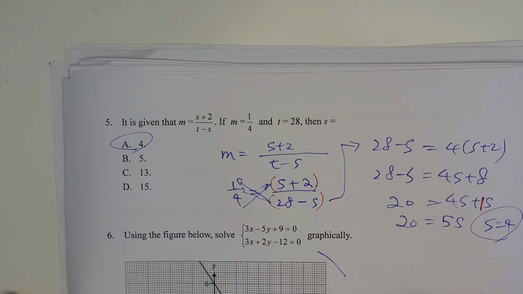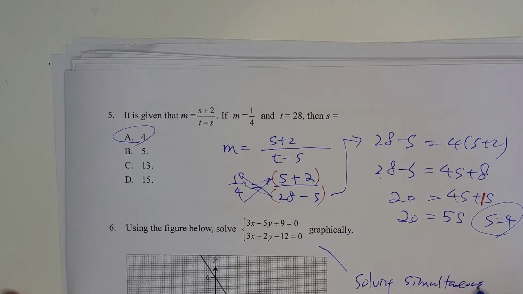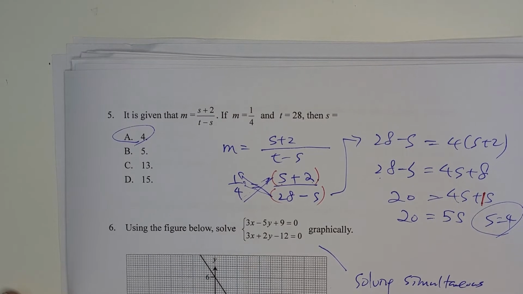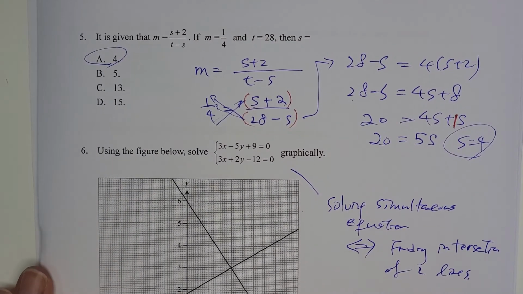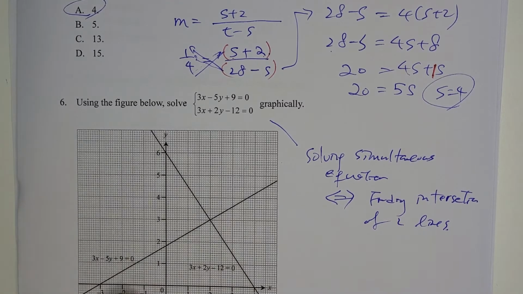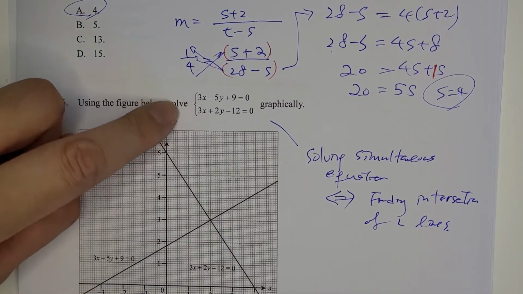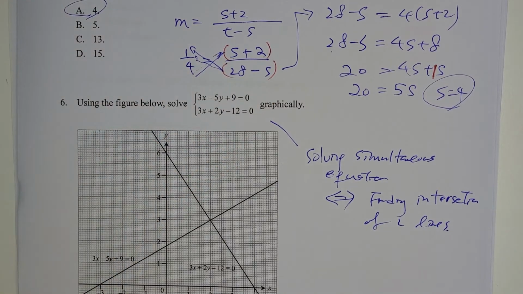Here, that's a very important concept: if you want to solve simultaneous equations, that is the same as finding the intersection of 2 lines. Exactly the same concept. Okay, they're equivalent. So if we want to solve this system of equations, or we call it a simultaneous equation, you find the intersecting point.